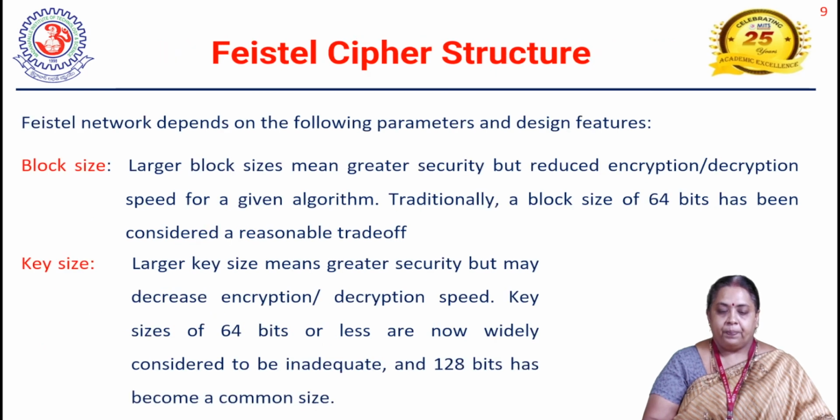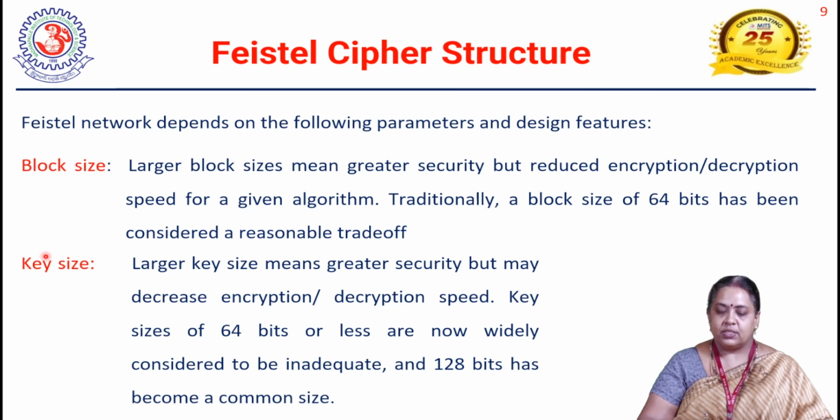Then we come to this Feistel structure. It mainly depends on the following parameters. One is called the block size, that is, the size of the block of text we are going to take. If there is a larger block, there is greater security, but the encryption and decryption speed will be reduced. So generally we use a block size of 64 bits. This 64 bits is divided into two halves, that is, left 32 and right 32.